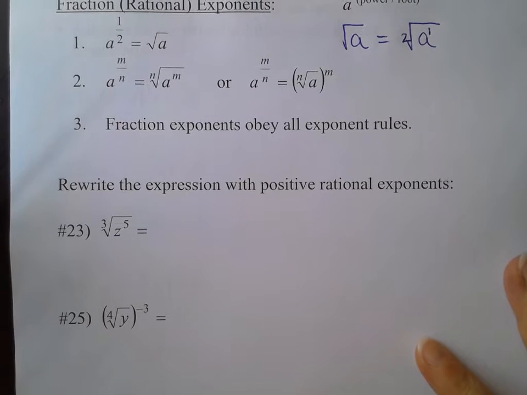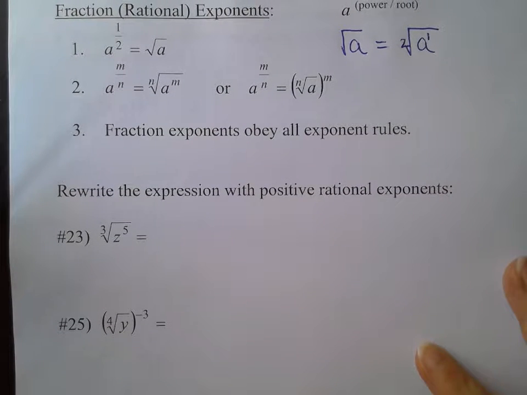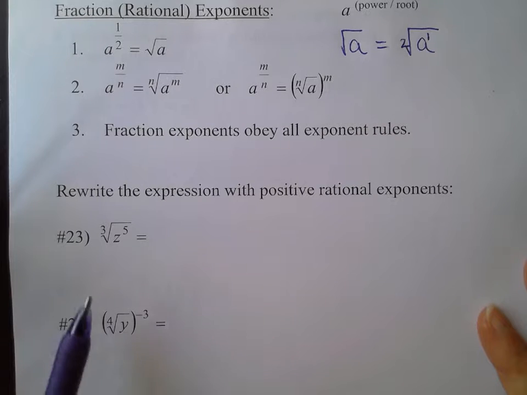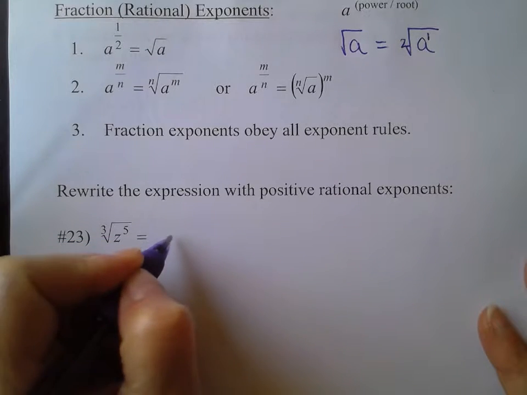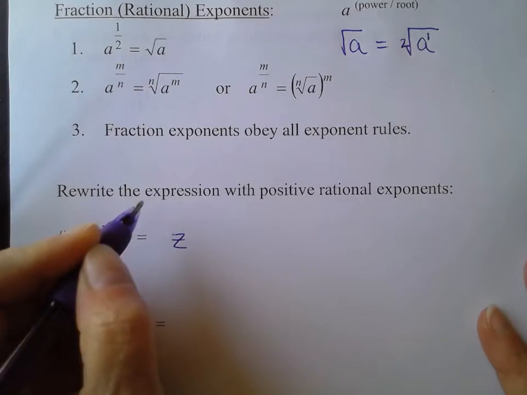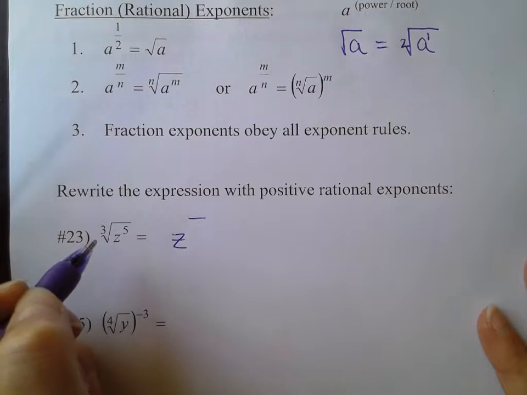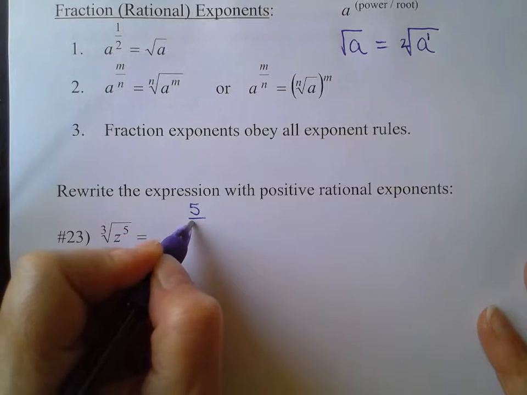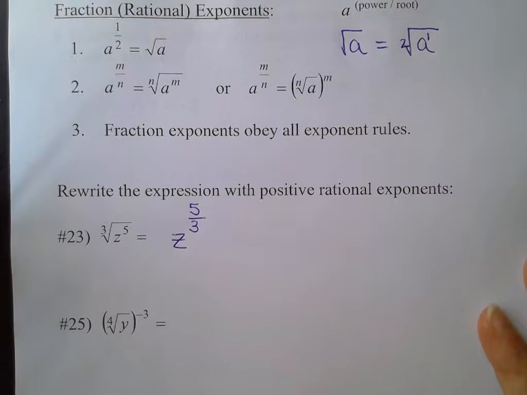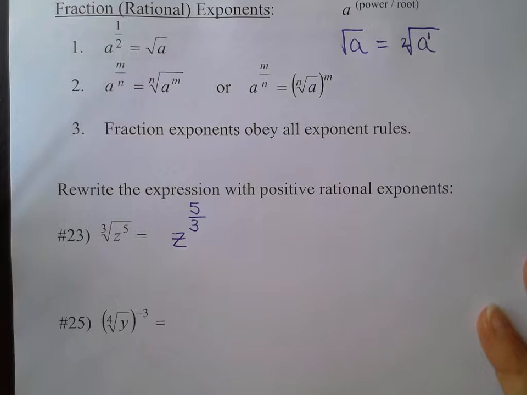So in number 23, this is from your book in this section, we want to rewrite the expression with positive rational or fraction exponents. Can you see the power, and can you see the root that's happening? So we want to write this as z raised to a fraction exponent, the top being the power, which in this case is the 5, the bottom being the root. This is a cube root, so we put a 3 in the bottom.